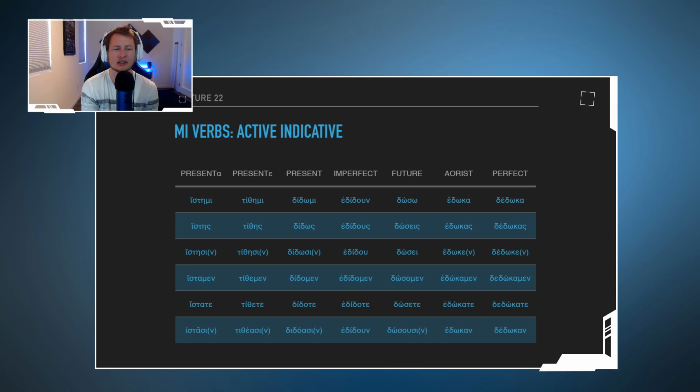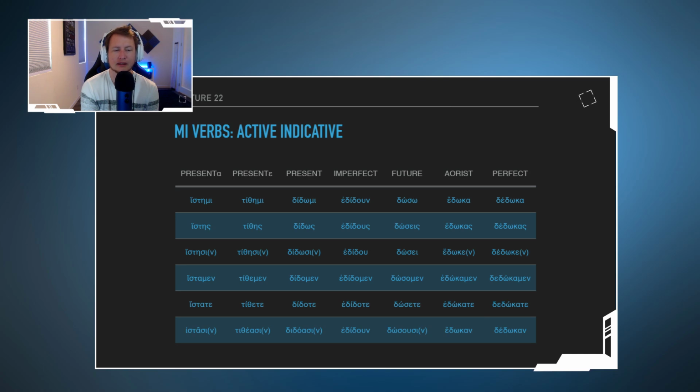Anyways, so histemi. You can see mi is the first person singular. The third person singular is si. That looks familiar. And the third person plural is also si, but instead of an eta, it's an alpha at the end of the stem. Okay?